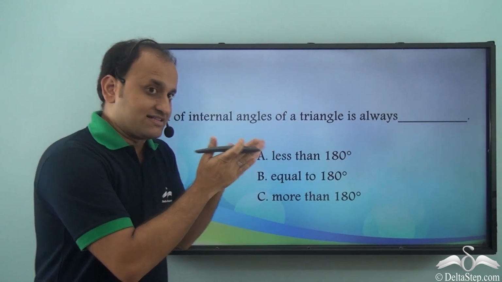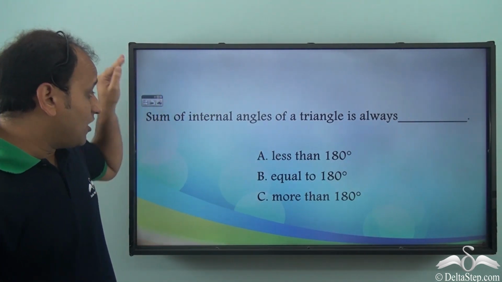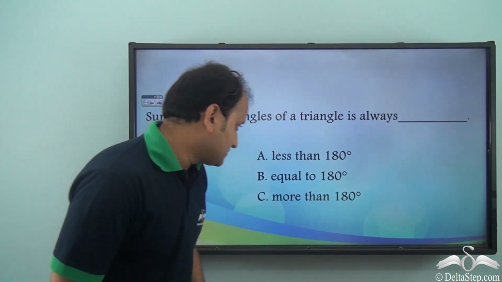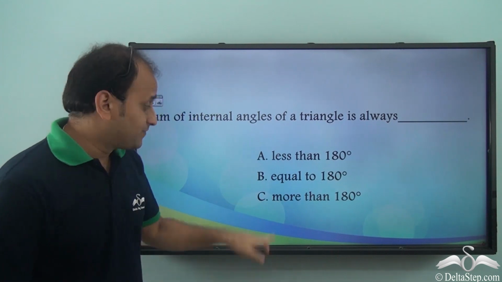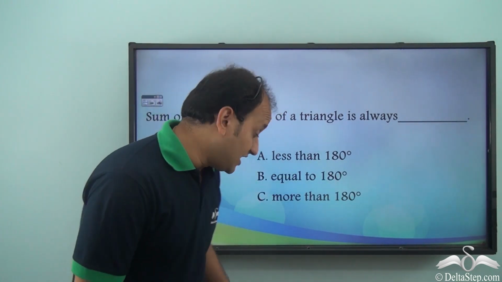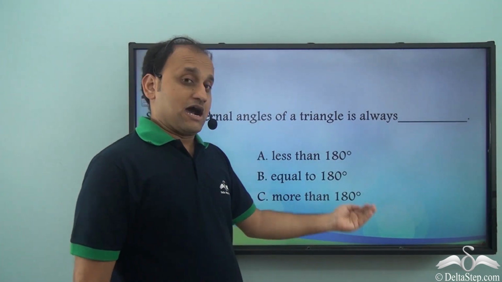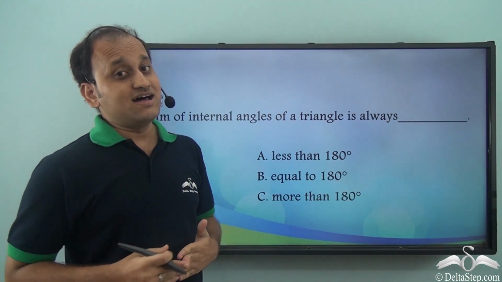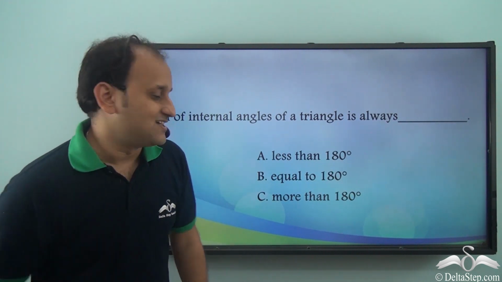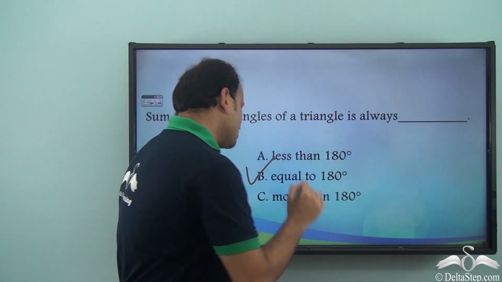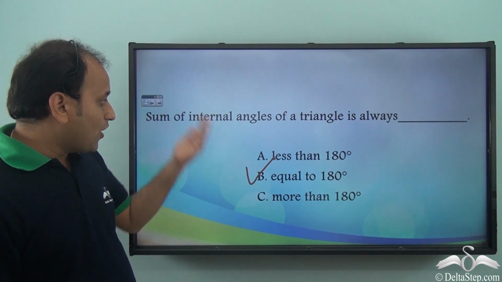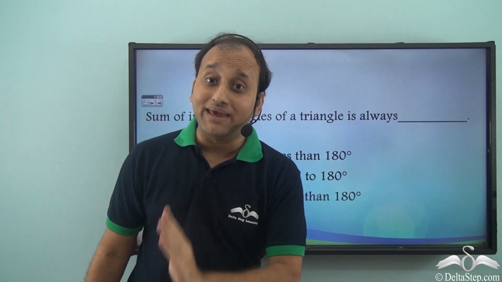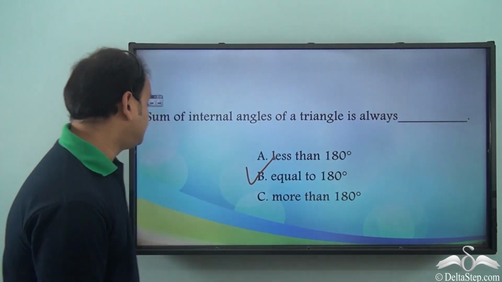Now, can you answer this question? Sum of internal angles of a triangle is always dash: less than 180 degrees, equal to 180 degrees, or more than 180 degrees. Well, what is the right answer? The right answer is equal to 180 degrees. So, always the sum of internal angles of a triangle will be 180 degrees.